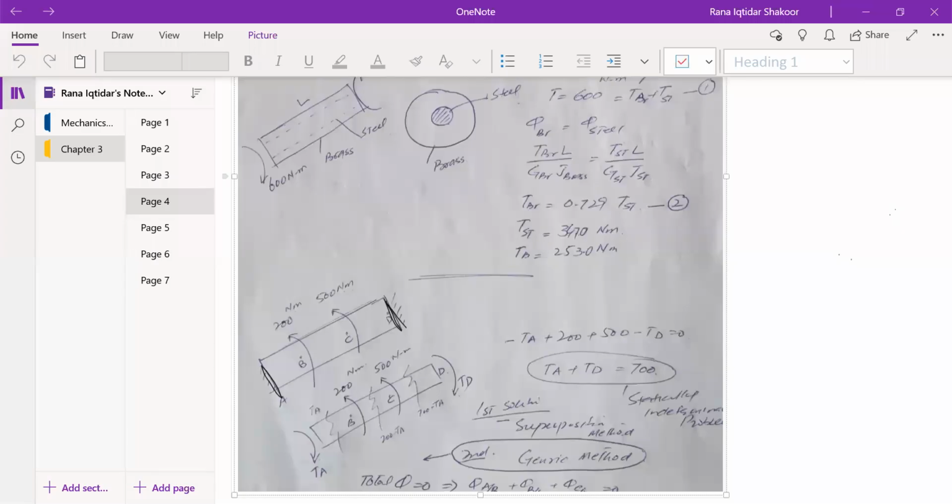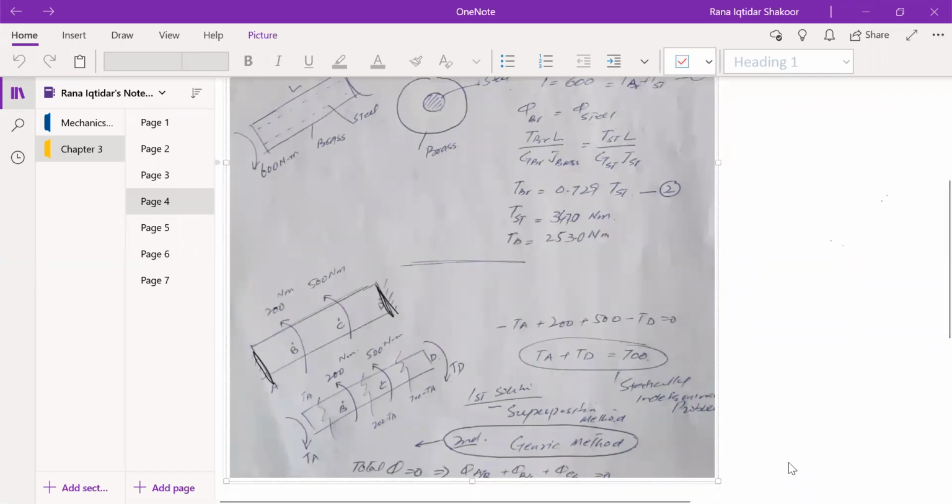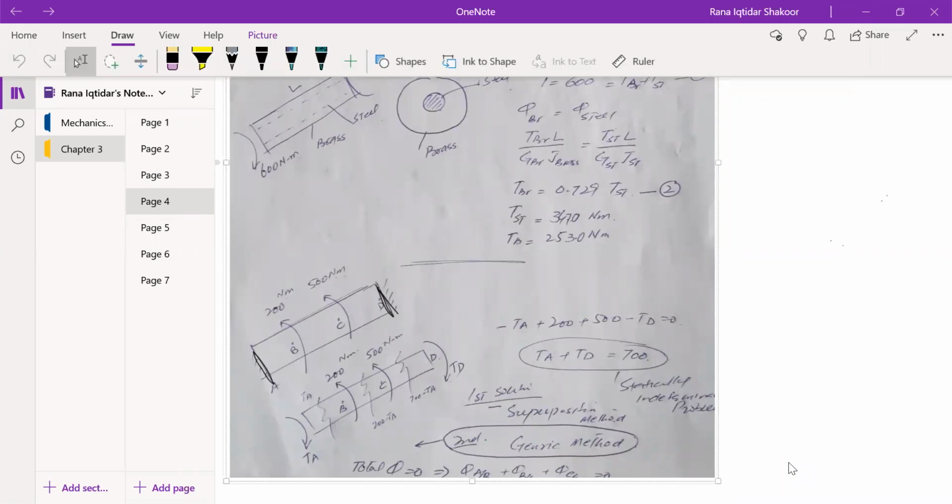The second thing was a theoretical aspect. I just want to share the one with you. In the end, if you remember, we discussed one shaft like this one, that is under the influence of 200 Newton meter and 500 Newton meter torque, and then fixed at both ends.